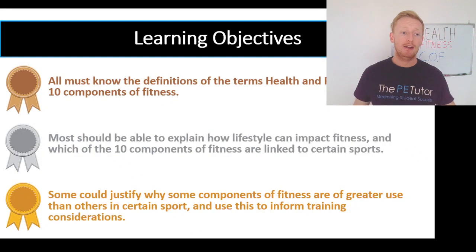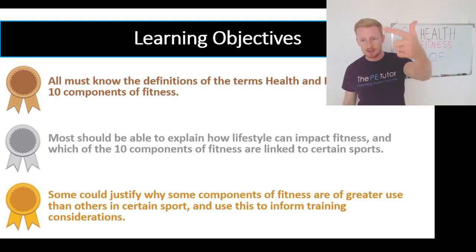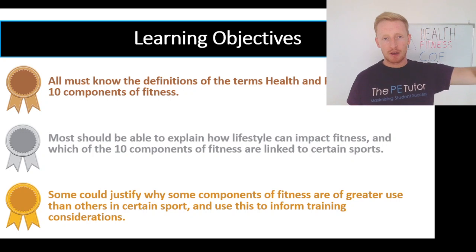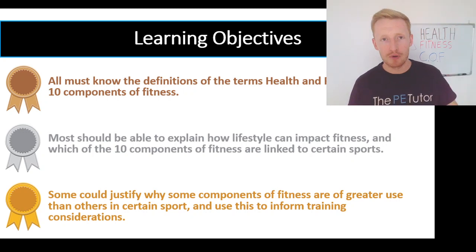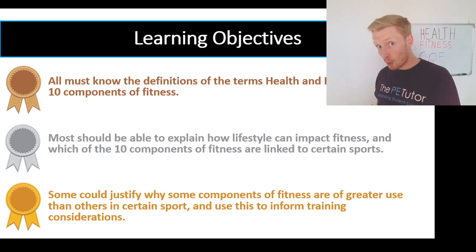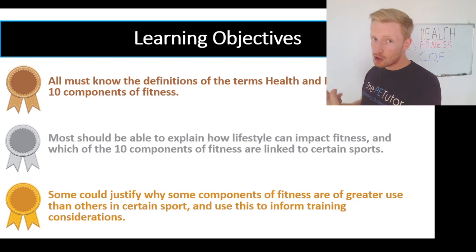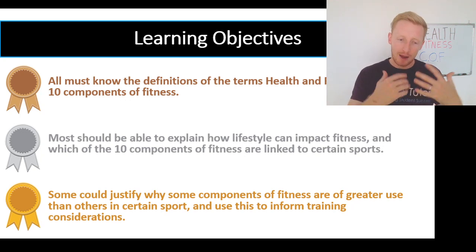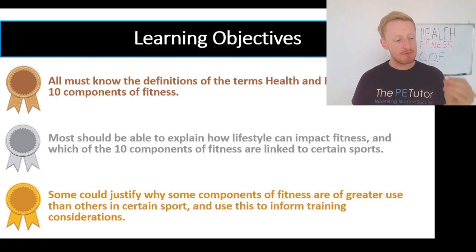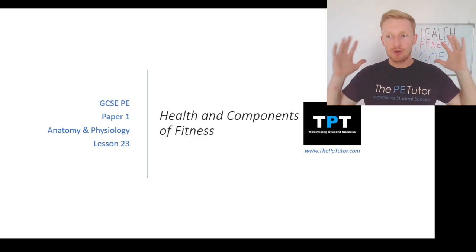So hopefully, looking at bronze, silver, and gold there, you now know the terms health, fitness, and the 10, 11, or 12, depending on how you view strength, components of fitness. Silver, you should be able to link them to a sport. And then gold, if you started with a sport, could you work backwards and now evaluate and justify which are the most important for that performer to focus on? And that brings us to the end.